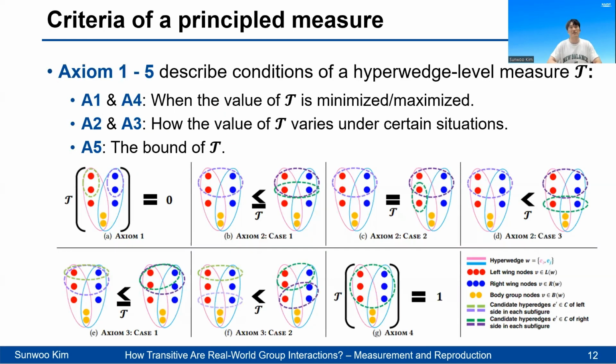Axiom 1 to 5 describe the conditions of a hyperwedge level transitivity measure. Specifically, Axiom 1 and Axiom 4 describe when the value of a hyperwedge transitivity measure is minimized or maximized respectively. In addition, Axiom 2 and Axiom 3 formalize how the value of a hyperwedge transitivity varies under certain conditions. At last, Axiom 5 describes the bound of a hyperwedge transitivity measure.